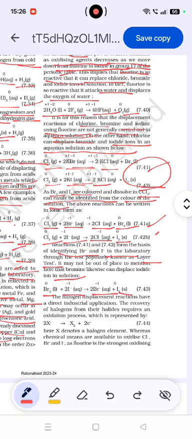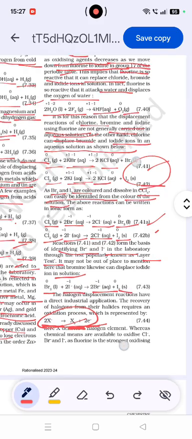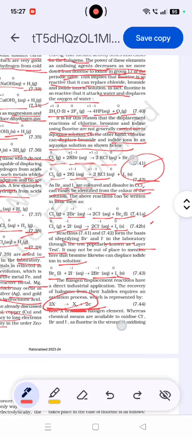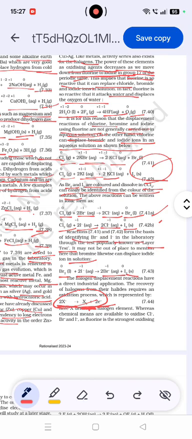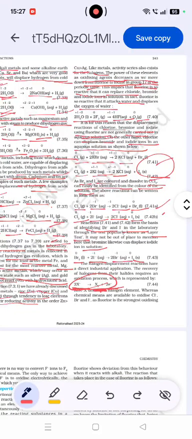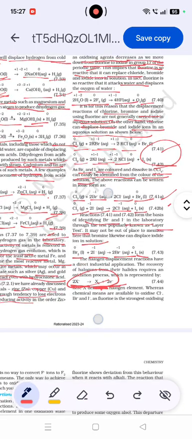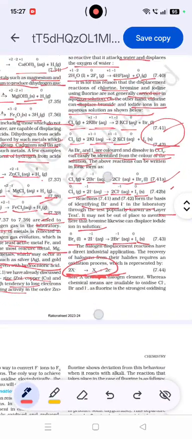The halogen displacement reactions have a direct industrial application: the recovery of halogens from their halides. See, this is halide, and recovery of halogen from their halides requires an oxidation process. So this reaction is known as oxidation. Recovering halogens X2 from their halides 2X minus, separating halogen from halide, is an oxidation process.